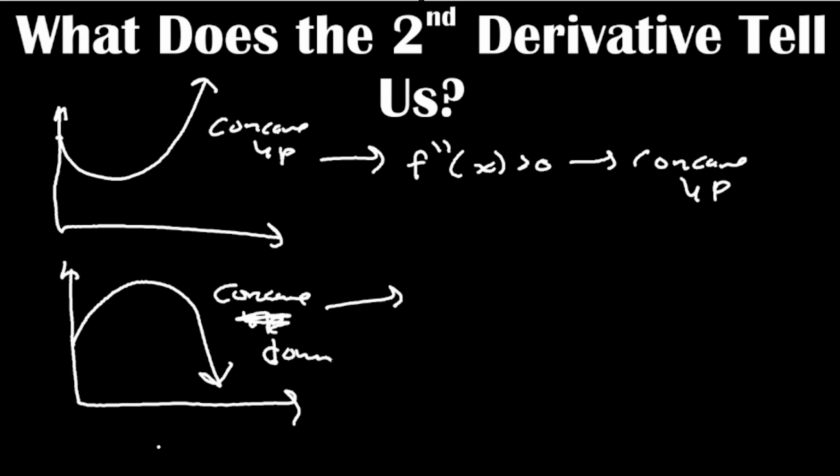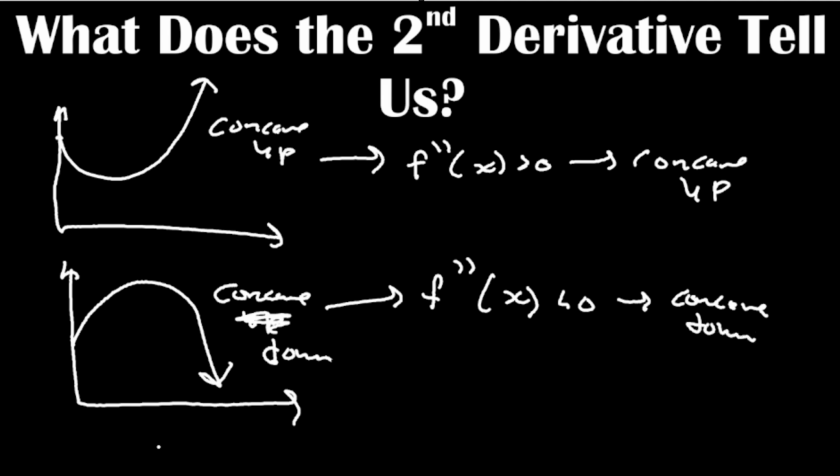Now, a similar argument can be made for a function that's concave down. When the function is concave down, its rate of change is decreasing. But also, when the second derivative is negative, that means that the rate of change is decreasing. Meaning, we can connect these two ideas and say, when the second derivative is negative, the function is concave down.